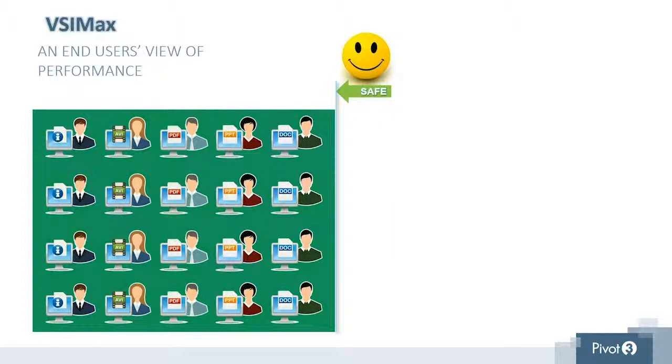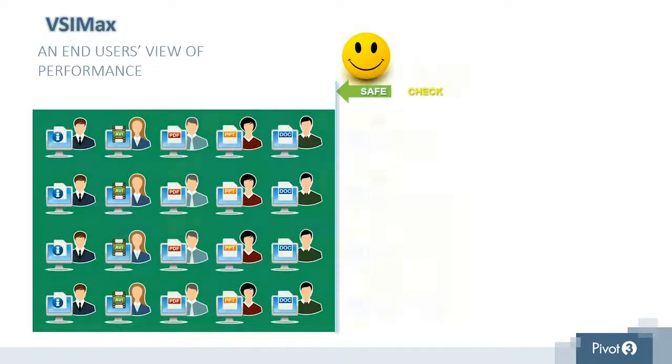Then we have VSI max. VSI max is determined by ramping up the number of users and sessions continuously over time until we find that choke point, or the point at which user responsiveness is at the top end of what we want, where we don't want that responsiveness to get any slower.